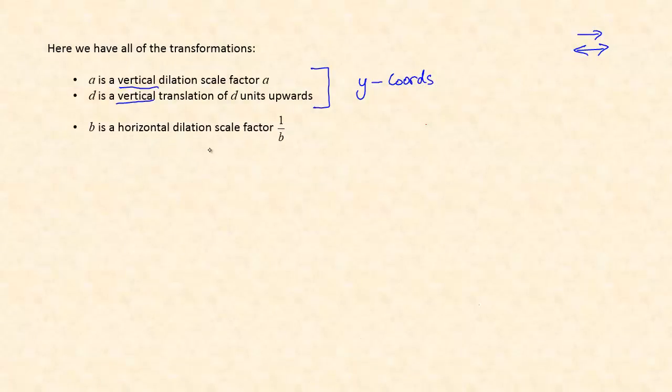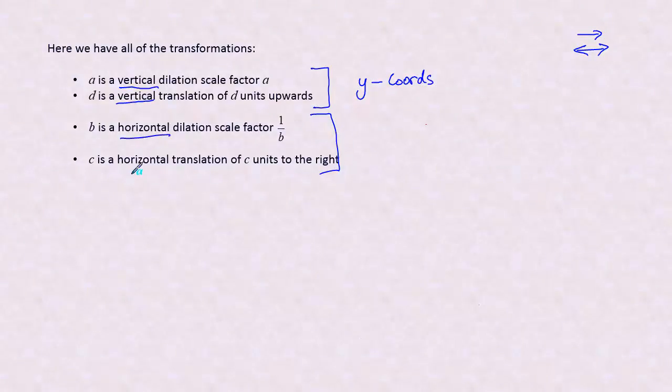B is a horizontal dilation scale factor 1 over b. C is a horizontal translation of c units to the right. So these two, being horizontal, affect only x-coords.